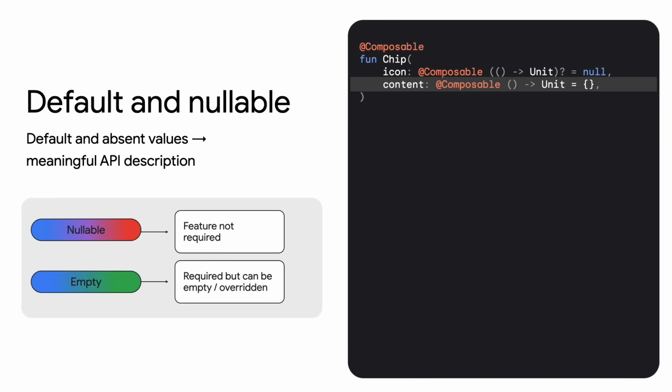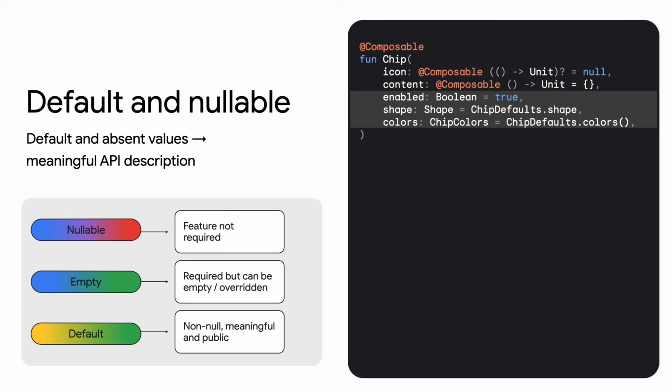Empty defaults signal this feature is required and can be used with an empty value or can be overridden with a more concrete one, based on the use case. All other default values should be non-null, meaningful, and clear to the user. They need to be publicly available, so the component gives the same consistent result in any place.